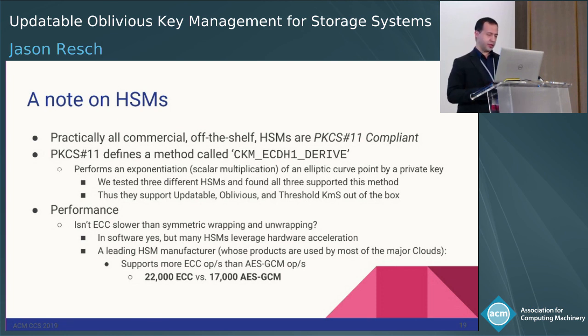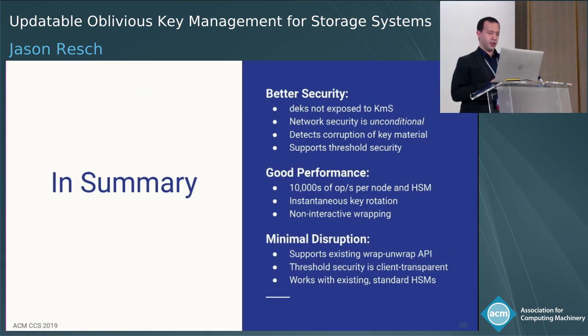So as for performance, that's always the big elephant in the room. And to our surprise, we found that a major HSM manufacturer, which is used by most of the clouds, their product sheets actually say that they can perform more ECC operations per second than AES-GCM operations per second. We believe this is because they use hardware acceleration internally. So in summary, this approach offers better security, it offers good performance, it's minimally disruptive, and in short, we believe all clouds should be doing it this way.